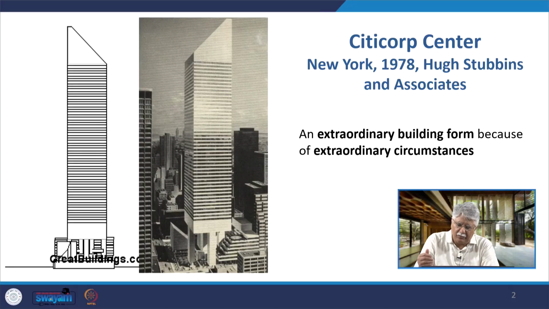A very extraordinary skyscraper came up in New York in 1978, designed by Hugh Stubbins and Associates, called the Citicorp Center. I remember seeing this skyscraper when I was an undergraduate student, and I used to really marvel at the aesthetic of the skyscraper, but more than that we marvel at the structural technology used in this. It was at one time considered to be the most risky or dangerous skyscraper in New York because of its extraordinary building form, which came because of extraordinary circumstances.